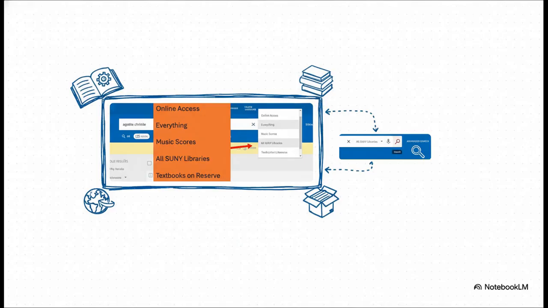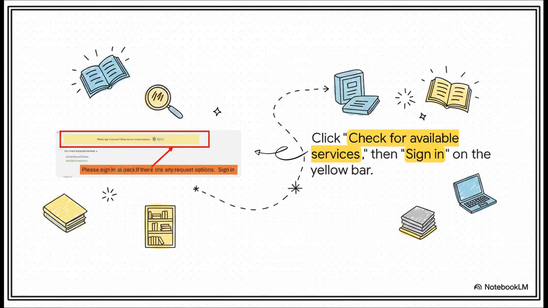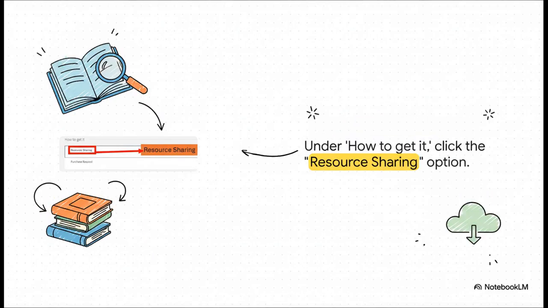First thing you do right from the search results page is change that little drop-down menu from Everything to All SUNY Libraries. Then just hit the search button again to see what's out there in the whole SUNY system. Okay, so when you find the book you want, click Check for Available Services. You'll see this yellow bar pop up. You have to click Sign In on that bar to unlock all the request options. As soon as you're signed in, look under the How to Get It section. You'll see a new option appear that says Resource Sharing. That is the magic button. Click that to get the process started.